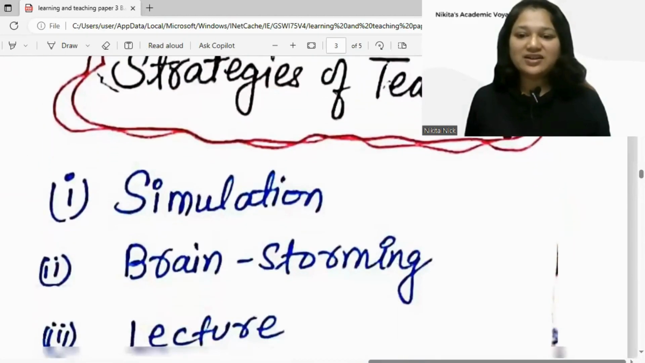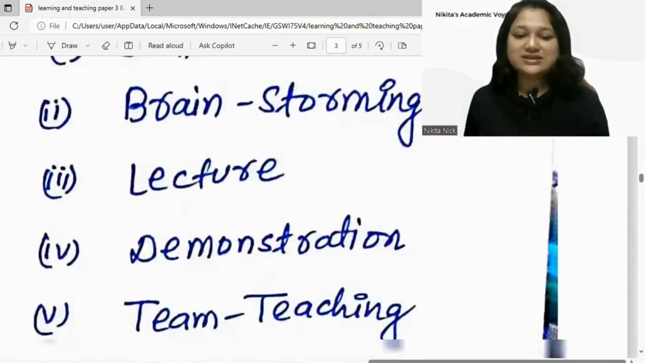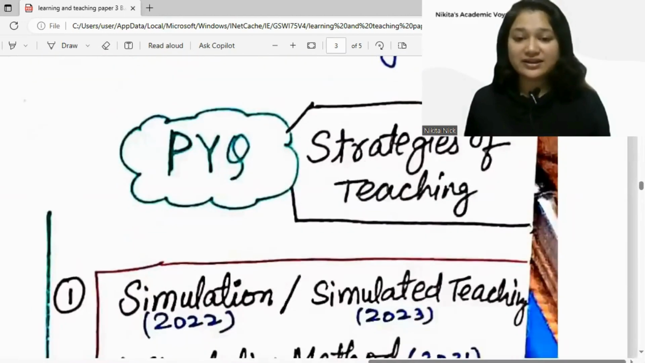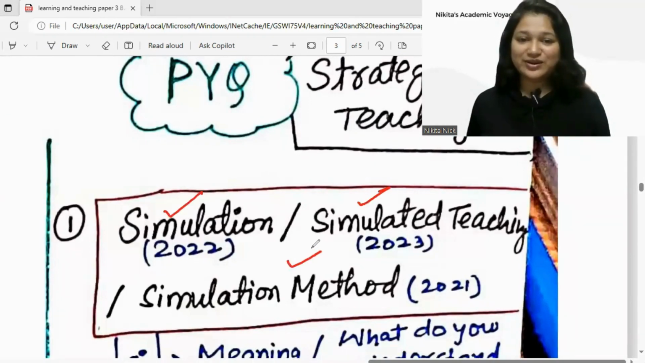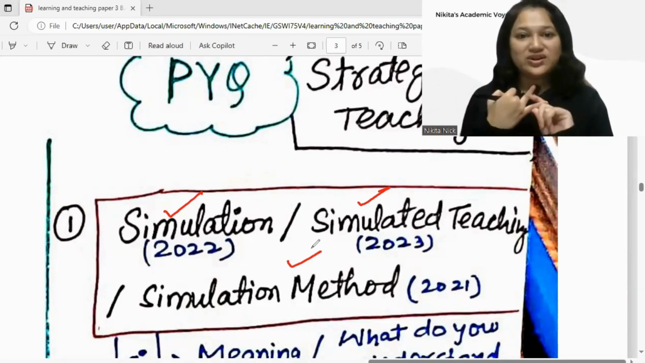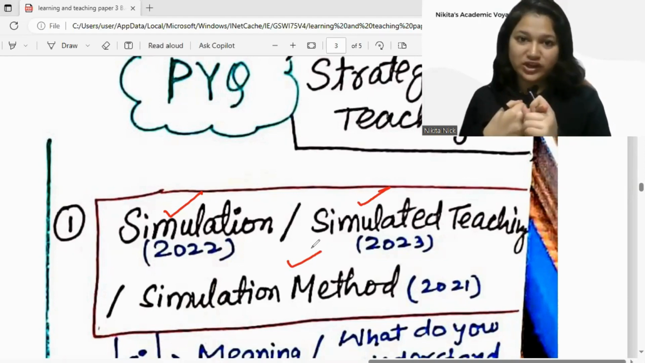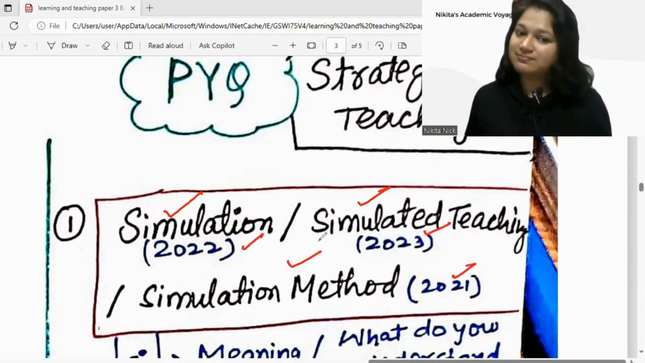So in strategies of teaching, you have seen simulation, brainstorming, lecture, demonstration, team teaching. So which question was asked in this? First is simulation, simulated teaching, simulation method. Now see the way of asking the question. One time they asked what is simulation, one time they asked what is simulated teaching, one time they asked what is simulation method. 2021, 2022, 2023. Repeated question: simulation, simulated teaching, simulation method. Got my point?